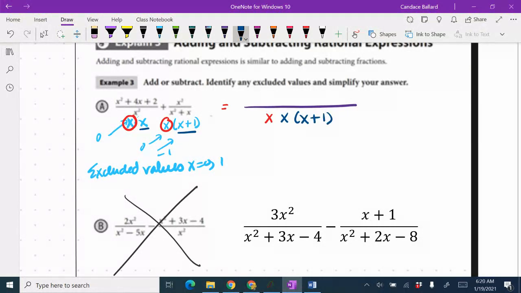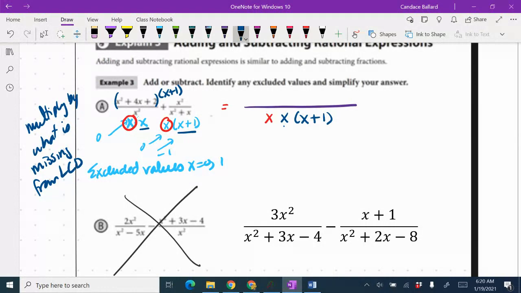Now I am going to multiply. I need to scale these two fractions up to this common denominator. So in order to do that, I'm going to multiply by what's missing from your least common denominator. So I notice in my first denominator here that I have the red x and the blue x, meaning that what's missing is my blue x plus 1. So I need to multiply this one by x plus 1.